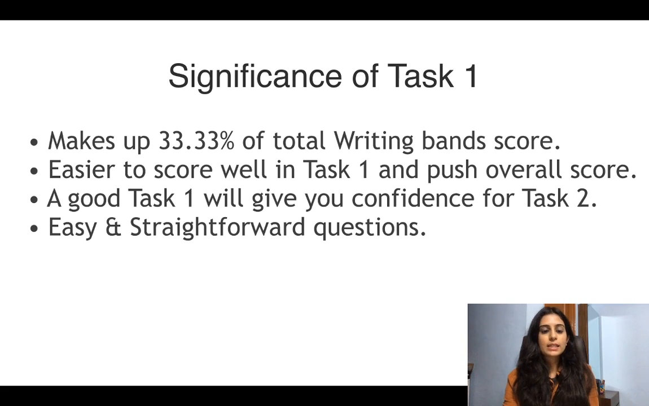So yes, what's the significance of task 1? Out of the total of 9 band scores of your writing task, 3 band scores are assigned to your task 1, which is your letter, and the remaining 6 band scores are assigned to your task 2, which is your essay writing. And the second thing that you have to consider here is that task 1 is relatively easier than your task 2. It's shorter, it's concise, and it's well structured because you get all the bullet points. So it's relatively easier to score in your task 1.